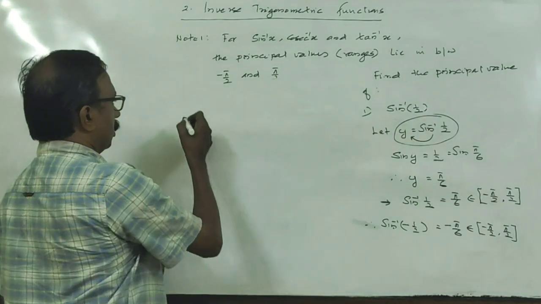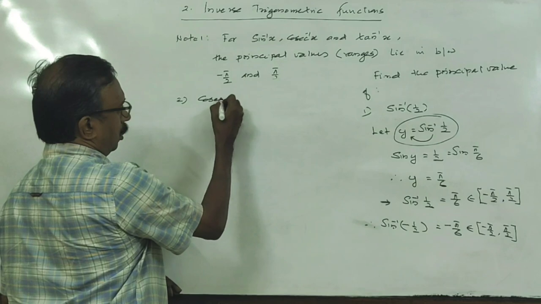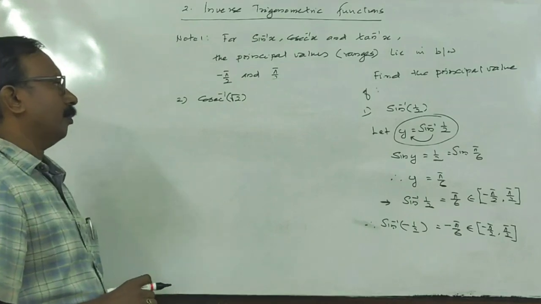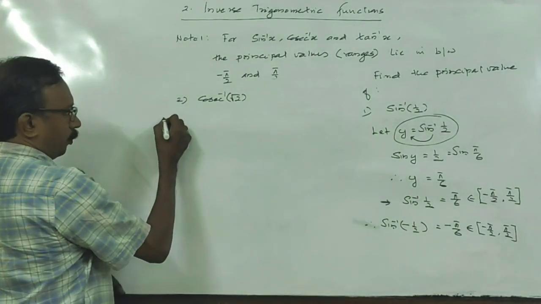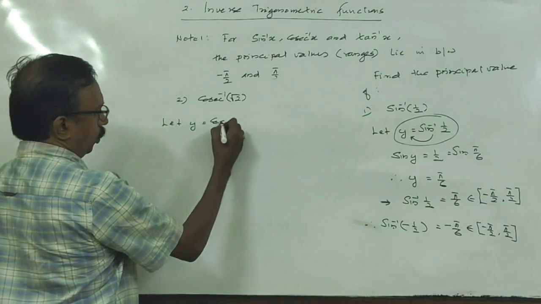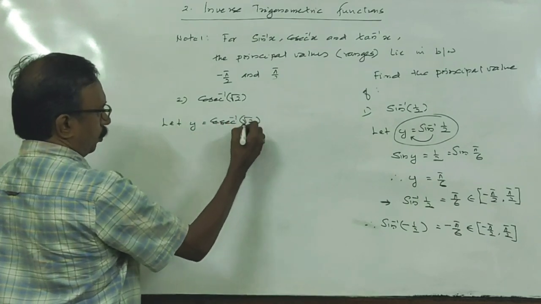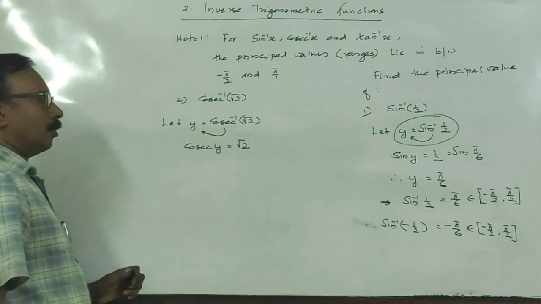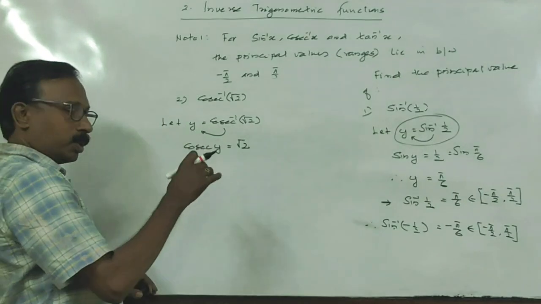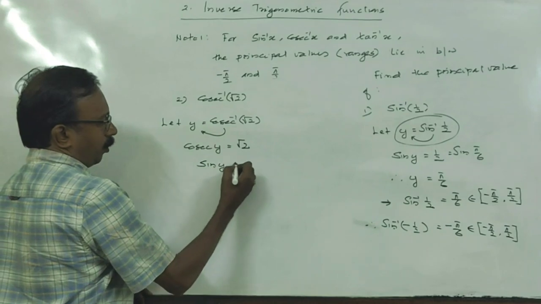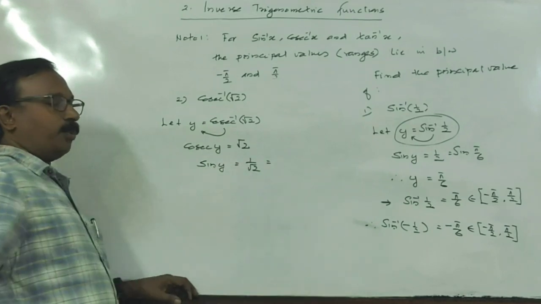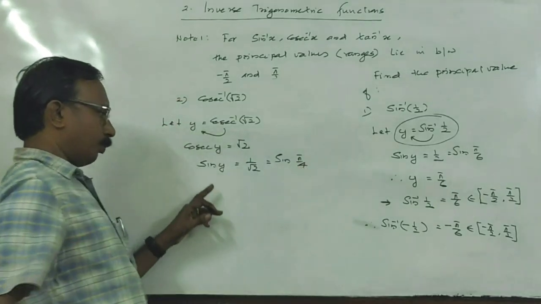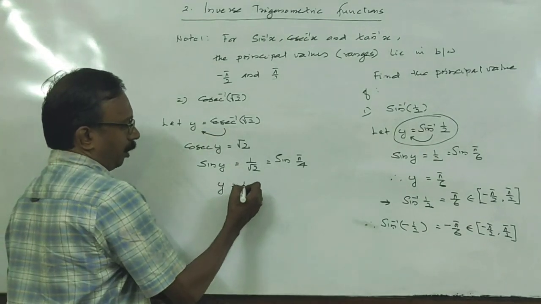Next, cosec inverse root 2. Let y is equal to cosec inverse root 2. So cosec y is equal to root 2. Taking reciprocals on both sides, sine y is equal to 1 by root 2. Sine y, 1 by root 2, is sine 45, that is sine pi by 4. Therefore, the value of y is equal to pi by 4.